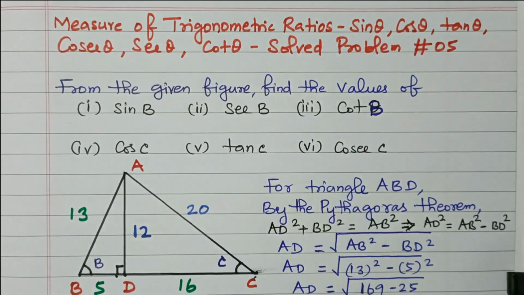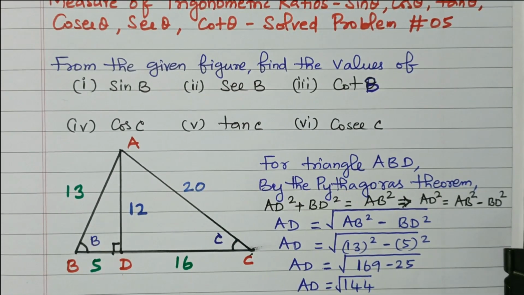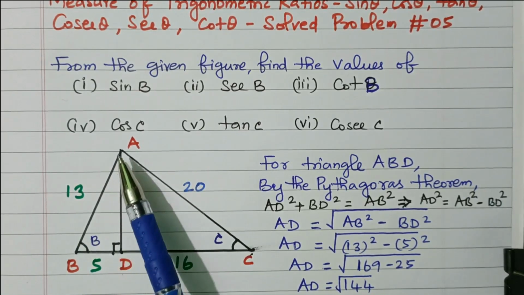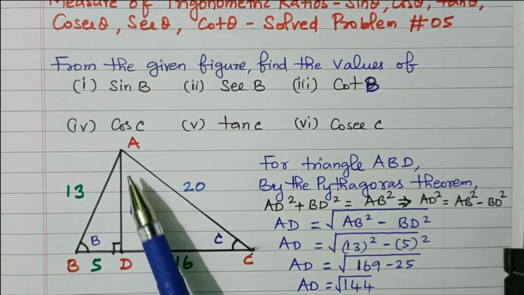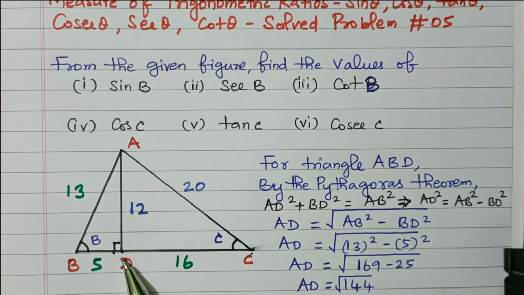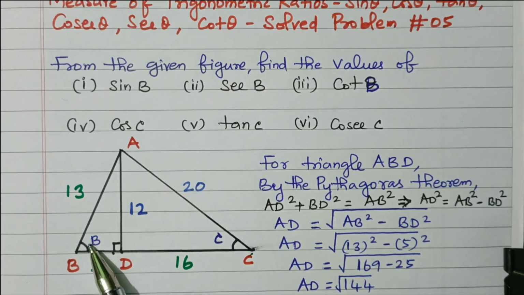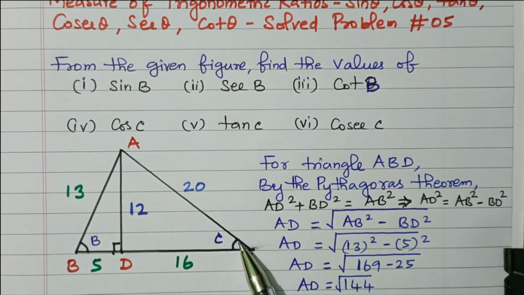Now we will refer to the diagram. There are 2 triangles here. ABD is one triangle. Another one is ACD. Both are right angle triangles. So for the first 3 values we have to refer to angle B, and for the remaining 3 values we have to refer to angle C.